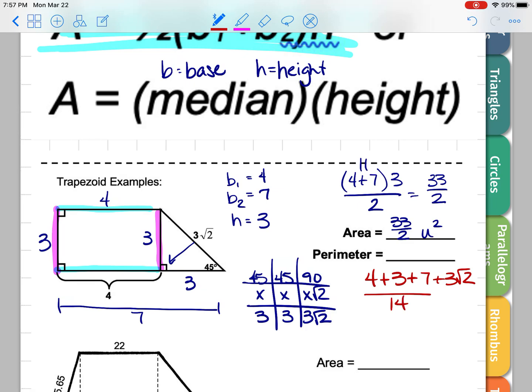And I don't want a decimal. I want you to keep everything exact. So we would just say 14 plus 3 square root of 2 units. And that's okay to leave your answer like that. That is more exact than trying to round a decimal.